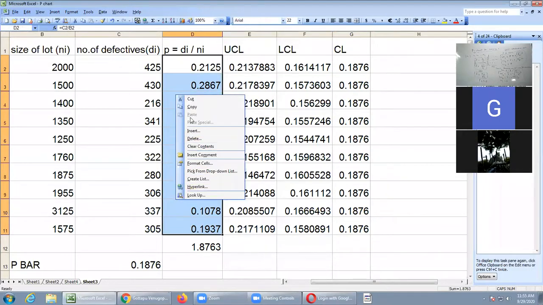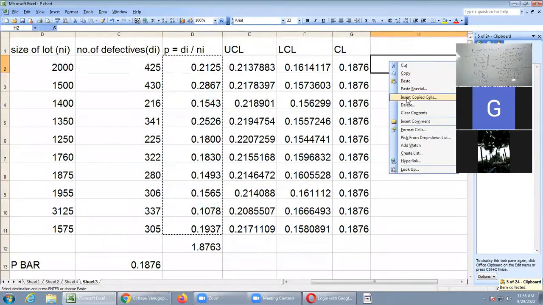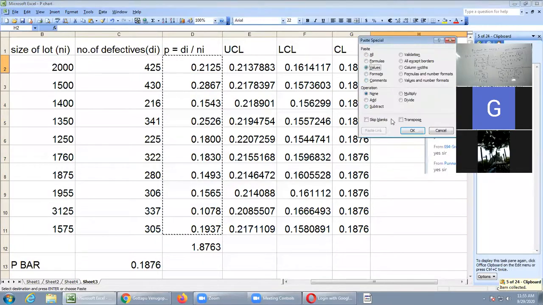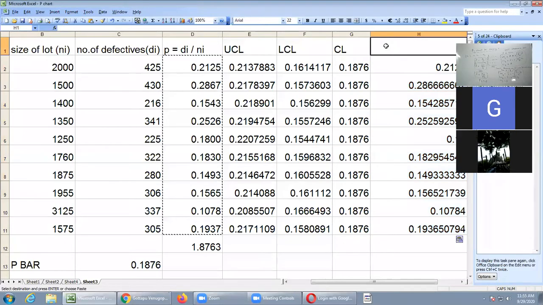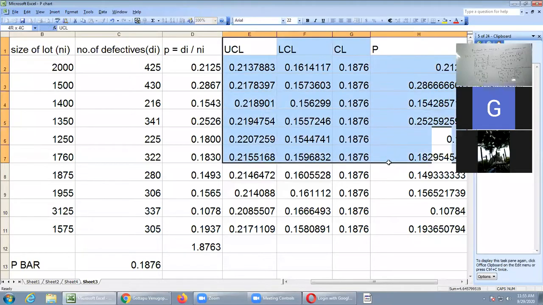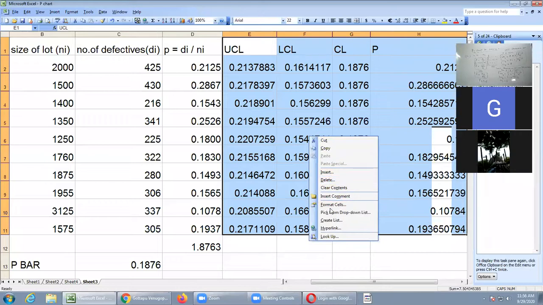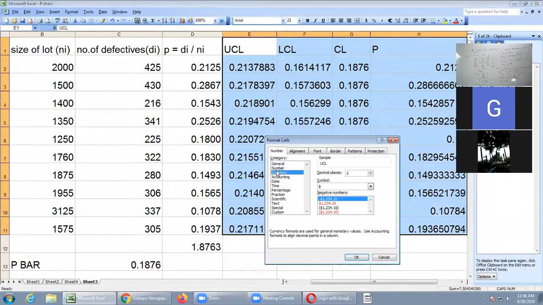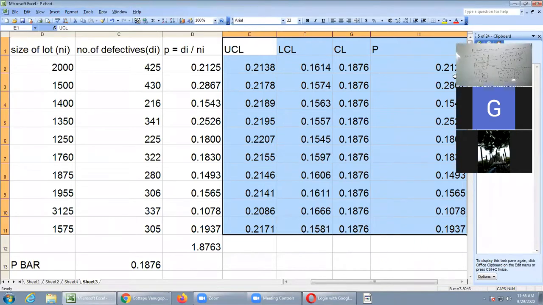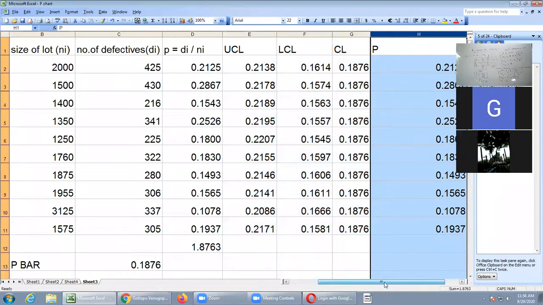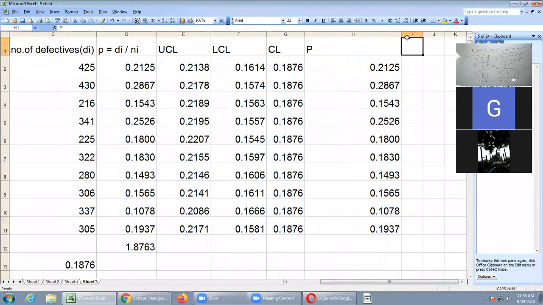So right click, copy, and then paste special values you have to copy and press OK button. These are the P values. And then select the last 4 columns. First you have to make all the cells up to 4 places. So right click, format cells, number, decimal place is 4, and then press OK button. Now you got up to 4 places, all values.